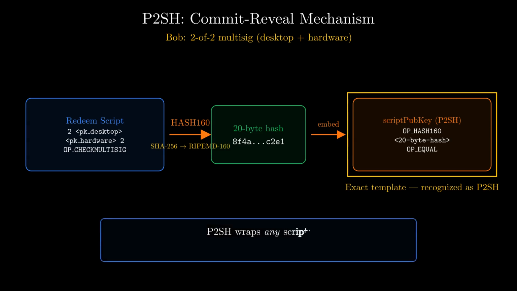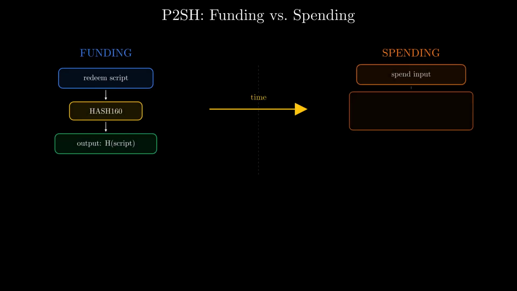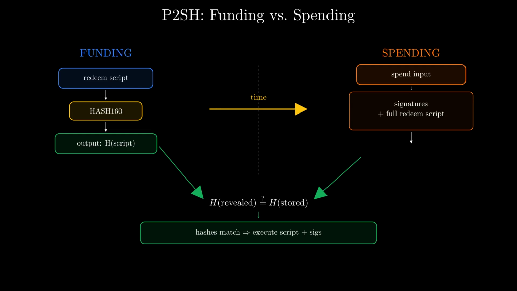Note that P2SH isn't limited to multi-sig. It wraps any script: time locks, hash preimages, arbitrary conditions. Multi-sig is simply the most common use. When Bob spends the coins later, his input reveals two things: the signatures satisfying the script and the full redeem script itself. Every node hashes that revealed script with HASH160 and compares it to the commitment in the original output. If the hashes match, the node executes the revealed script with the signatures. Match plus valid execution equals a valid spend.